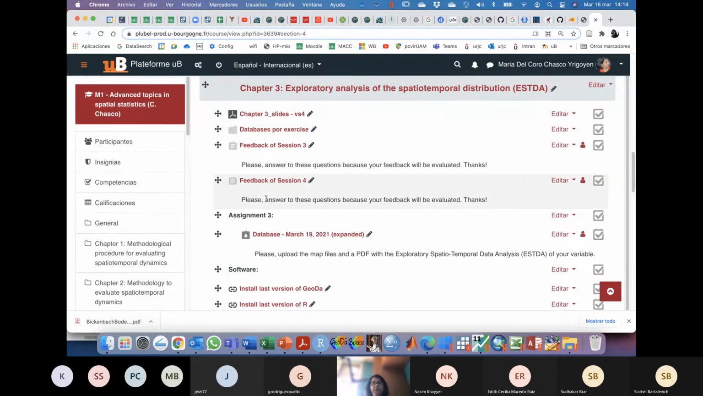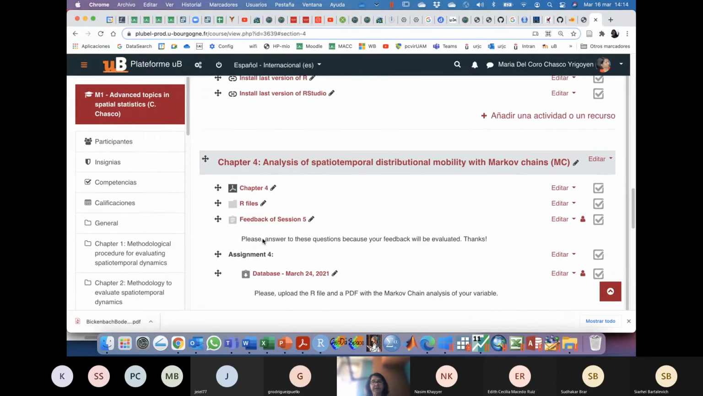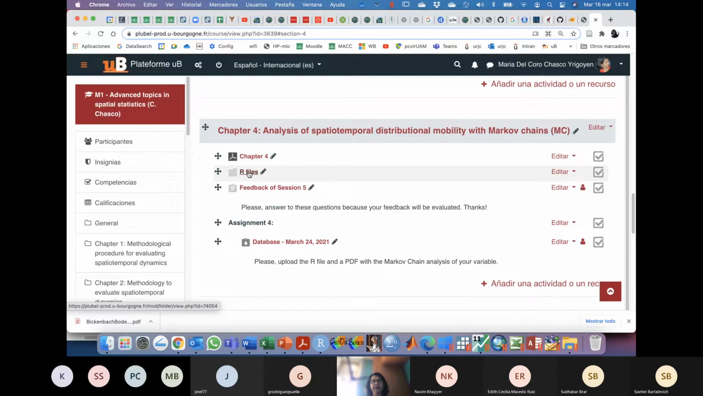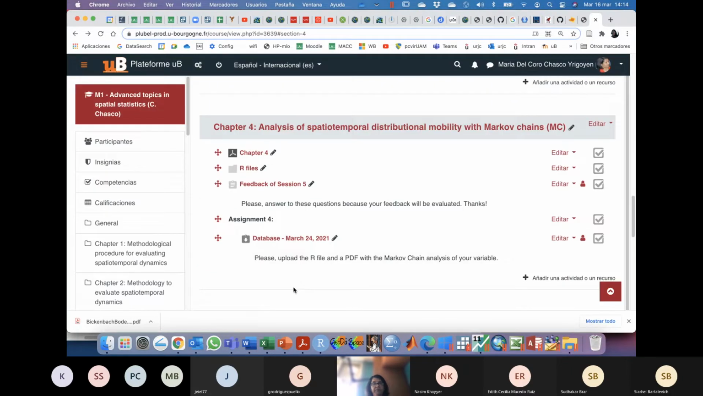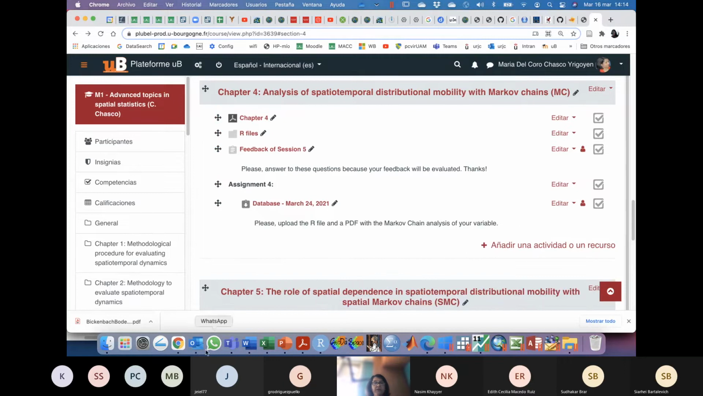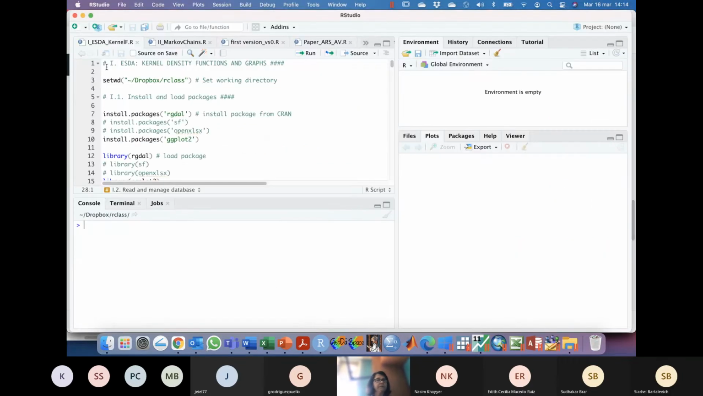Okay. And now for today, if you want to download the R files here in chapter 4, you will find two R files: one for the kernels and the other one for the Markov chains. Okay, and we can just take a look. Well, I suppose that most of you know how R works. In spite of that, I have explained as much as possible what all the commands are doing.